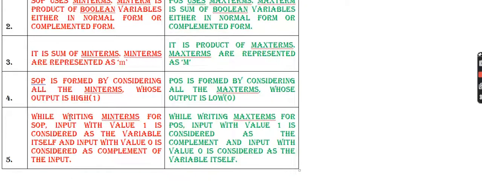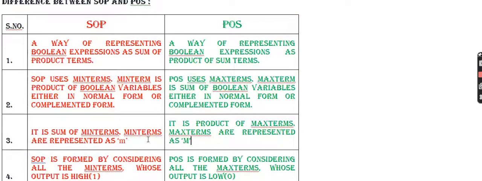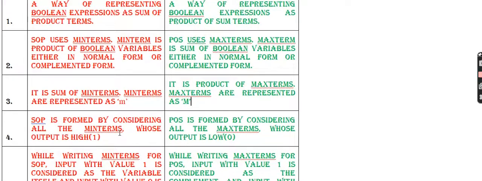Fifth point, while writing min terms for SOP, input with value 1 is considered as the variable itself and input with value 0 is considered as the complement of the input. While writing max terms, input with value 1 is considered as the complement and input with value 0 is considered as the variable itself. All these 5 points we discussed very clearly.